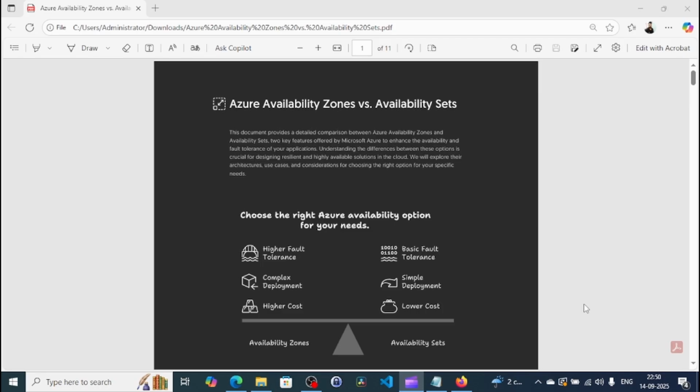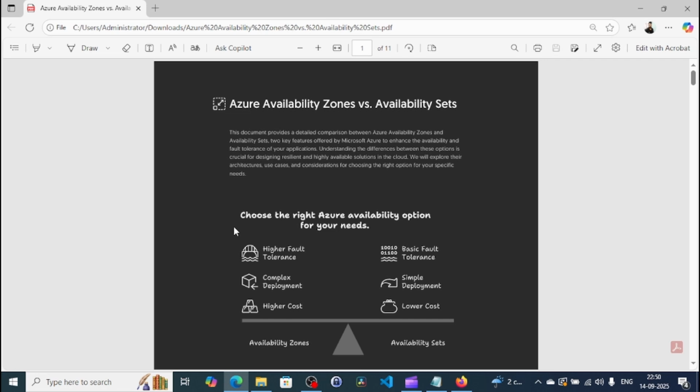In today's session, we are going to explore two of the most fundamental pillars of achieving high availability in Azure: availability sets and availability zones. When organizations migrate their applications to the cloud, the goal is not only to gain elastic scalability, but also to ensure resiliency and fault tolerance.